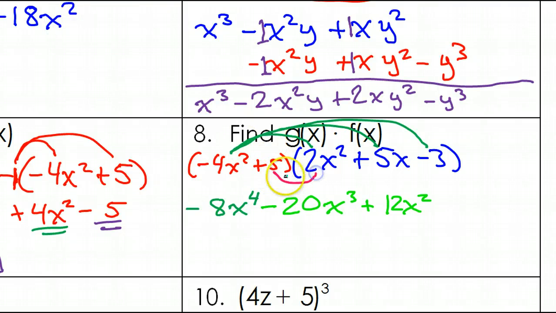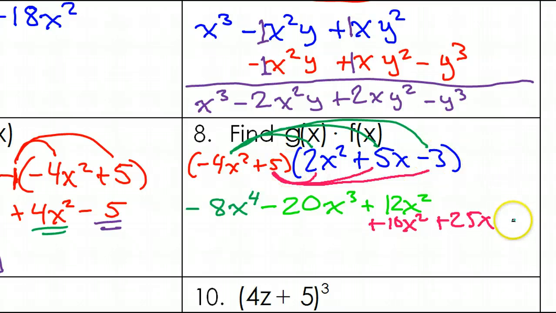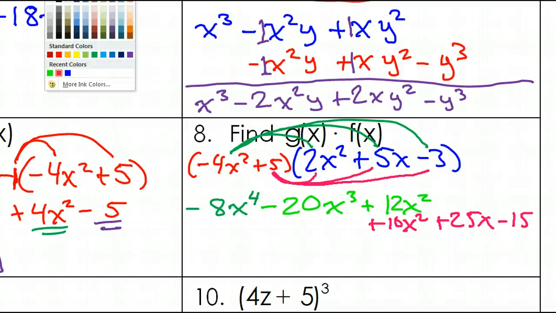Now we're going to distribute this 5 like this. Okay, 5 times 2x squared is 10x squared. So I'm just going to go ahead and match that up. All right, 10x squared. 5 times 5x is 25x. And that doesn't have a like term, so I'll just put it over here. And then 5 times negative 3 is negative 15. So all we need to do now is combine the like terms.